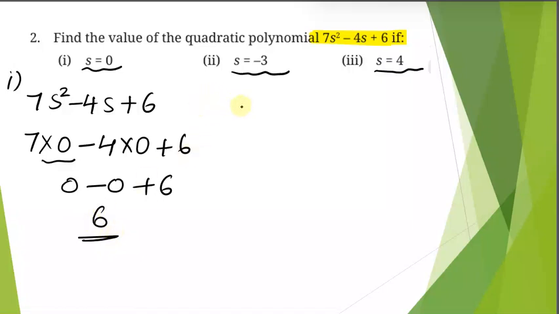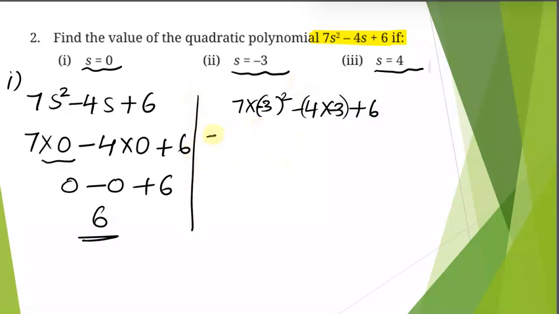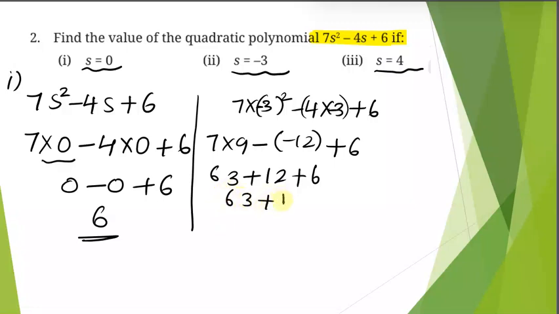Now s equal to minus 3. You will get 7 into minus 3 whole square minus 4 into minus 3 plus 6. Minus 3 whole square is 9 only. So 7 into 9 minus 4 into minus 3, which is minus 12, plus 6. Now 7 into 9 is 63. Minus of minus is plus, so 63 plus 12 plus 6, that is 63 plus 18. So we will get 81. Got the idea? Very easy.